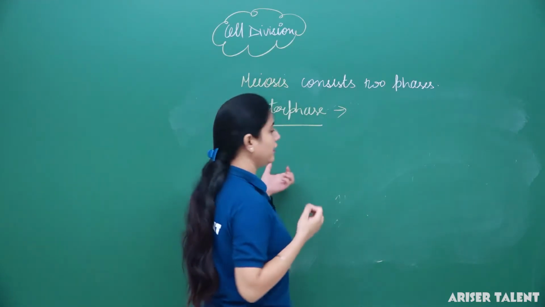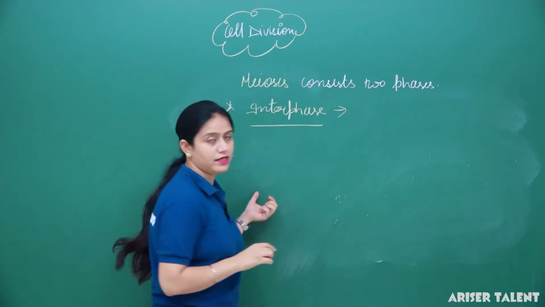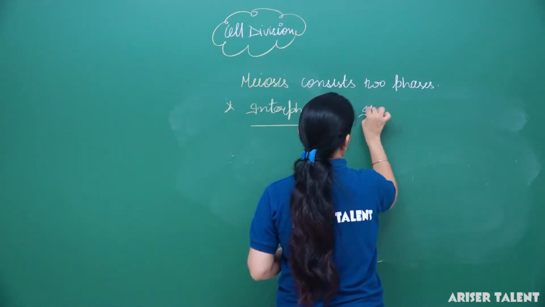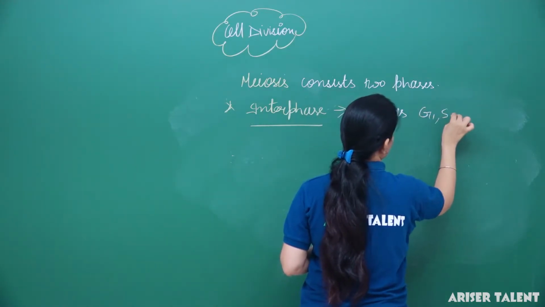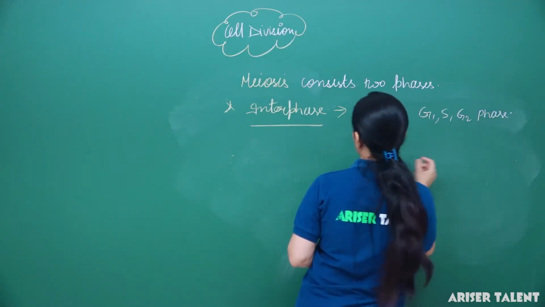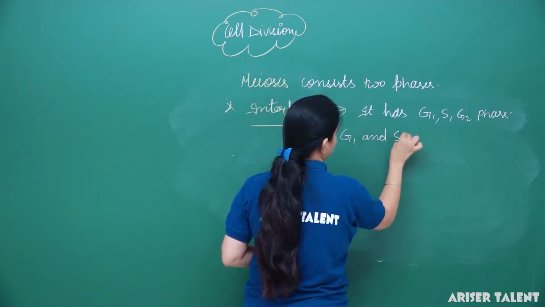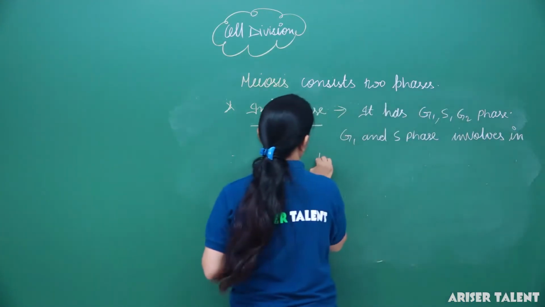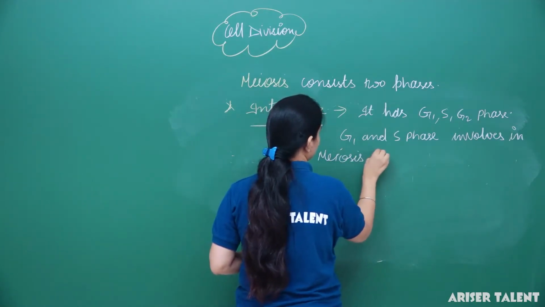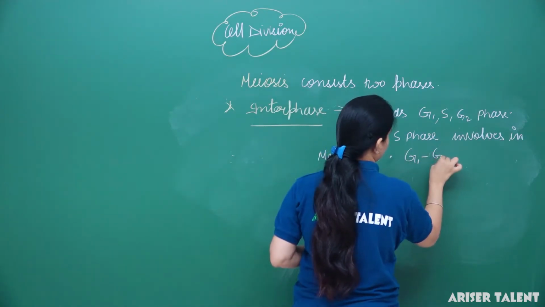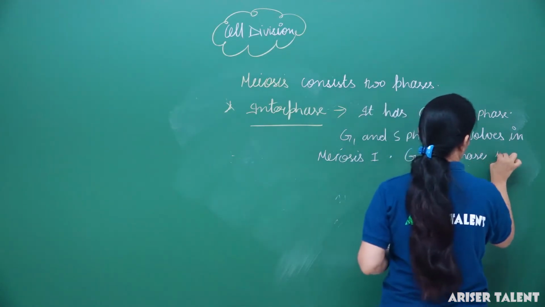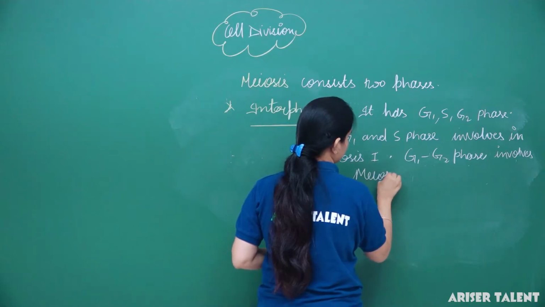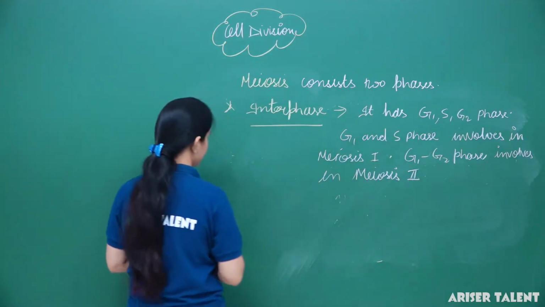In the interphase, again it has G1 phase, S phase and G2 phase, but G1 and S phase come in meiosis 1, whereas G1 and G2 phase come in meiosis 2. Okay. Next is M phase.